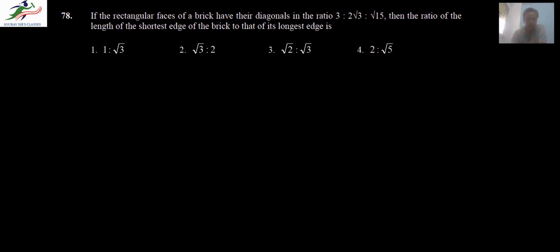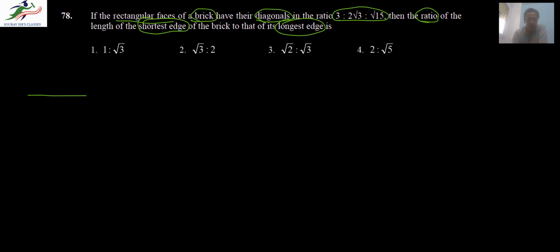We move to the next question in the quant section. This one says that if the rectangular faces of a brick have their diagonals in the ratio 3 is to 2 root 3 is to root 15, then the ratio of the shortest side to the longest side is what?